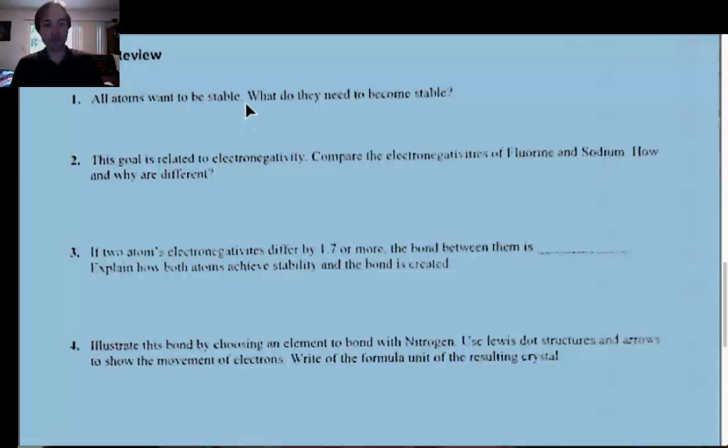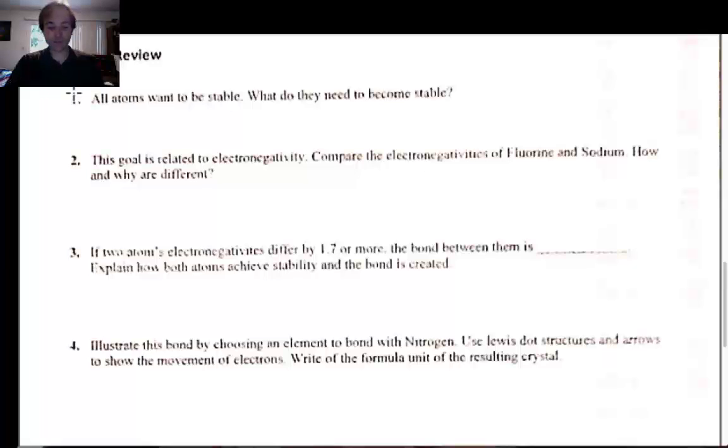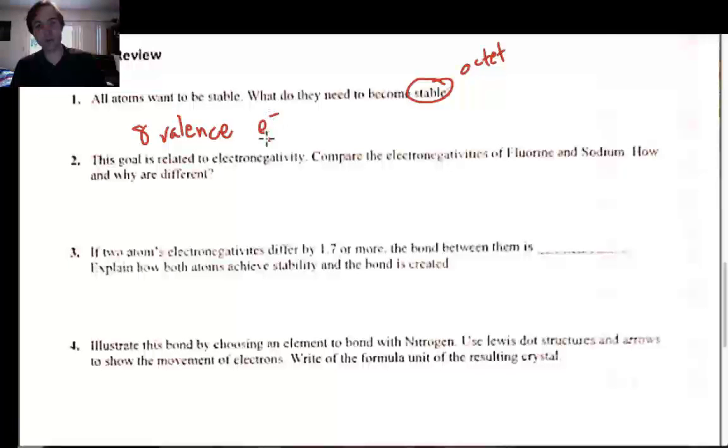Normally we do a think binder or something like that, but this time around that's not going to work. So here we go. Let's look at question number 1. Question number 1 says, all atoms want to be stable. What do they need to become stable? This is kind of a review question. So hopefully when you see the word stable, the word that comes to mind is octet. We know that they need 8 valence electrons, also known as an octet.